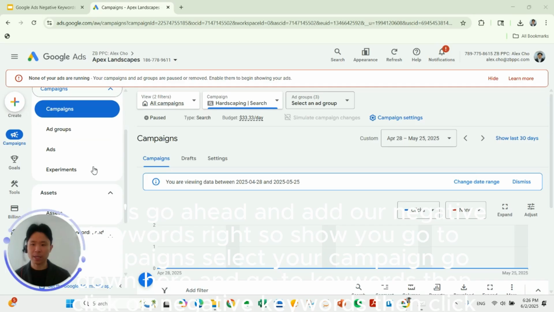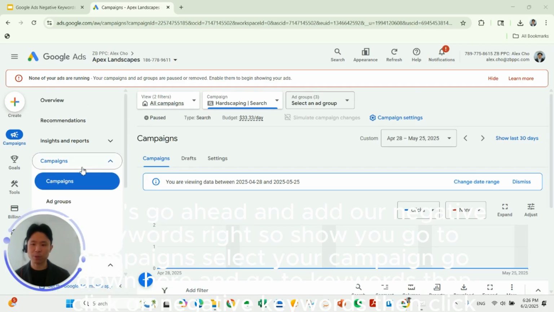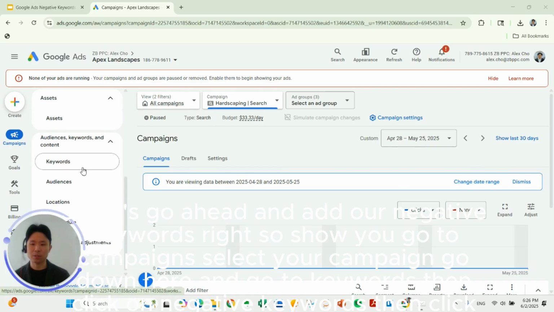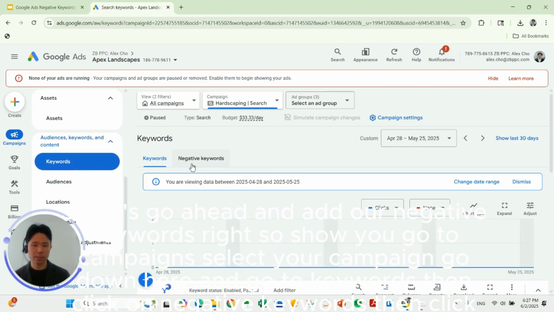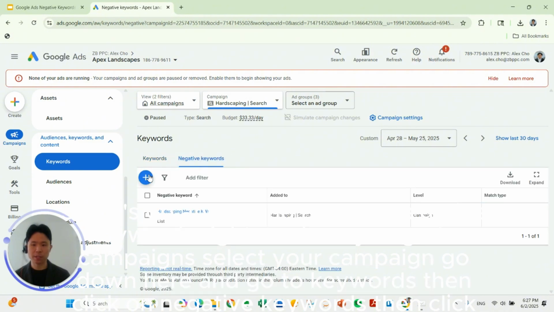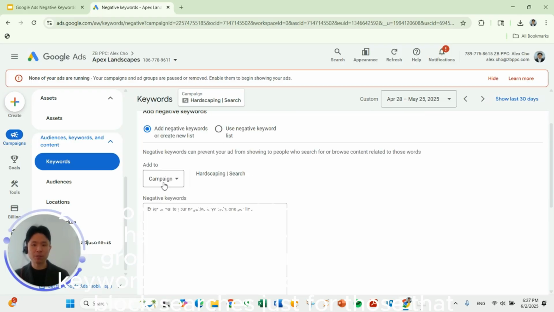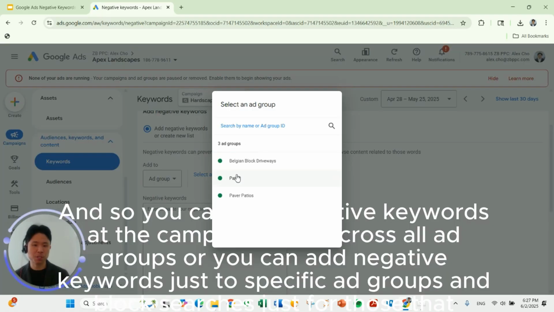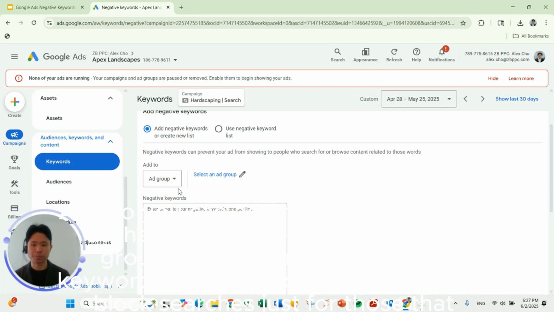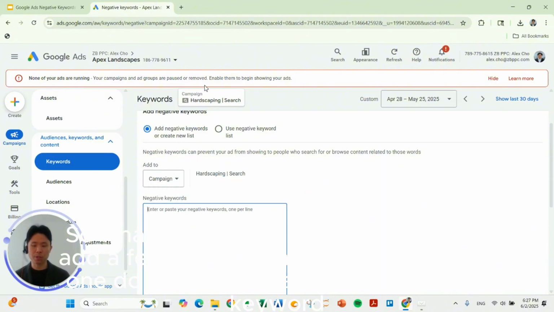So let's go ahead and add our negative keywords, right? So to show you, go to campaigns, select your campaign, go down here, and go to keywords, then click on negative keywords, then click the plus button. And so you can add negative keywords at the campaign level across all ad groups, or you can add negative keywords just to specific ad groups and block searches just for that specific ad group. So what I'm going to do is I'm just going to add a few to the campaign level.